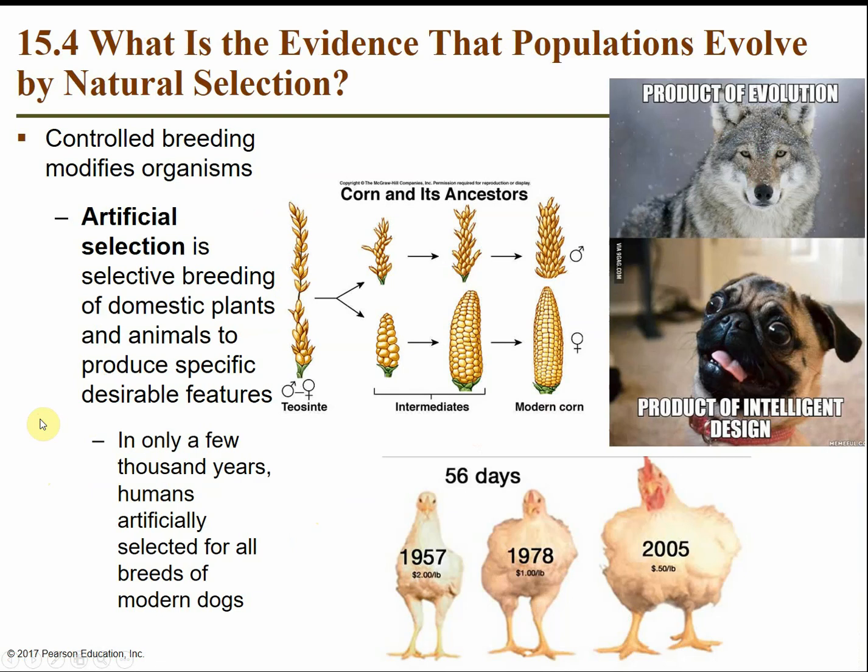So we also know that controlled breeding can modify organisms. So this is known as artificial selection or selective breeding. So we have been really manipulating selection for our own purposes since the dawn of man. So making domestic plants and animals to produce specific desirable features. So it's not necessarily going to benefit the plant to produce more seeds or an animal to produce more meat mass, muscle mass, but it does suit our purposes for our crop supply, our food supply.